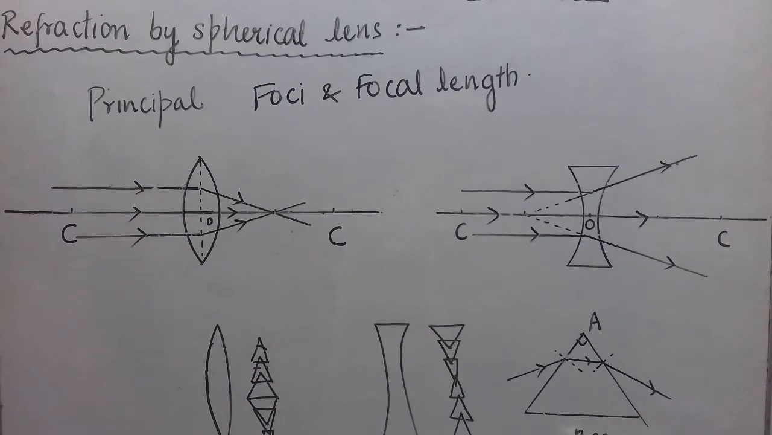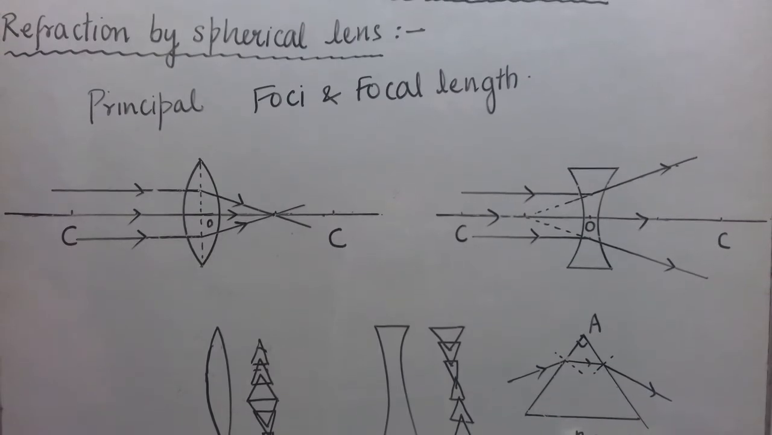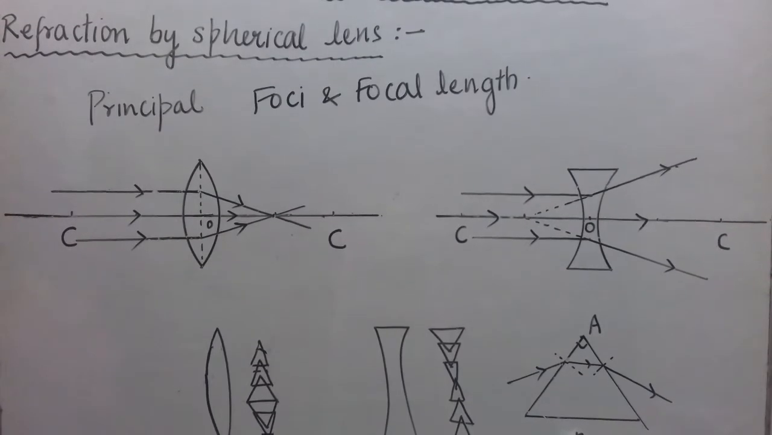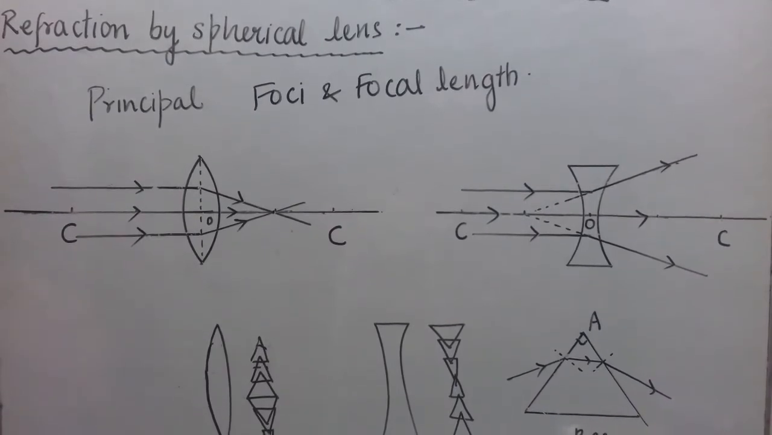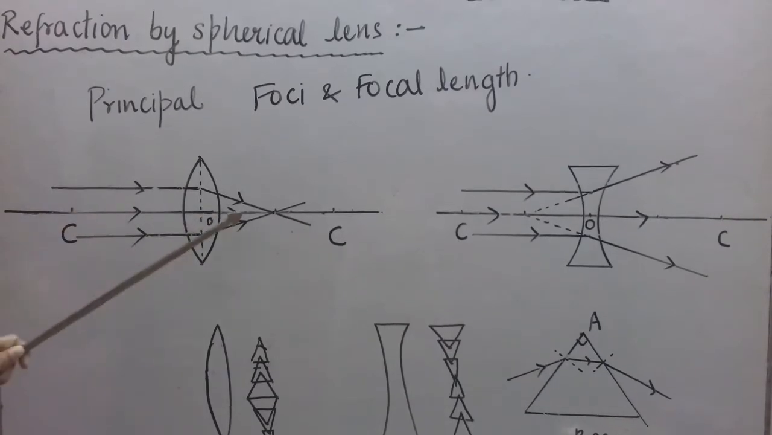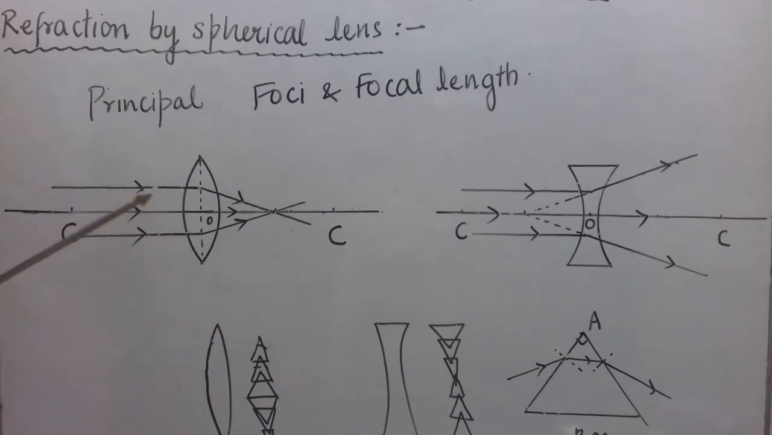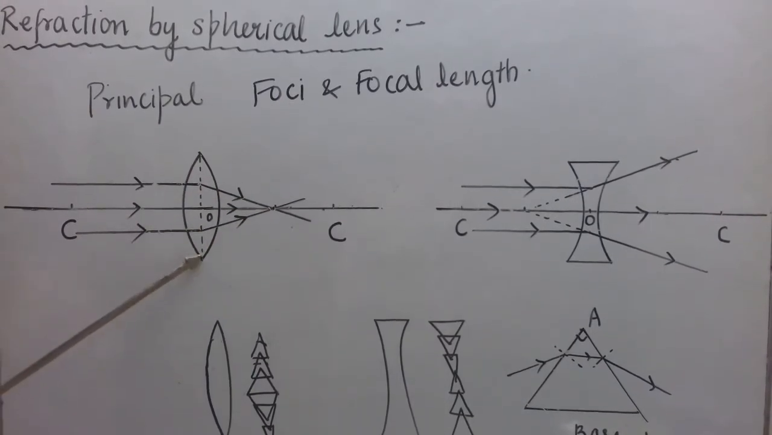You remember the definition? A point on the principal axis where rays parallel to principal axis meet or appear to meet after reflection is called as principal focus of a spherical mirror. If we consider the same definition for focus of a lens, but just change the word to refraction, we get the definition of focus of lens. Let us see. A point on the principal axis where rays parallel to principal axis meet or appear to meet after refraction is called as focus of a lens.